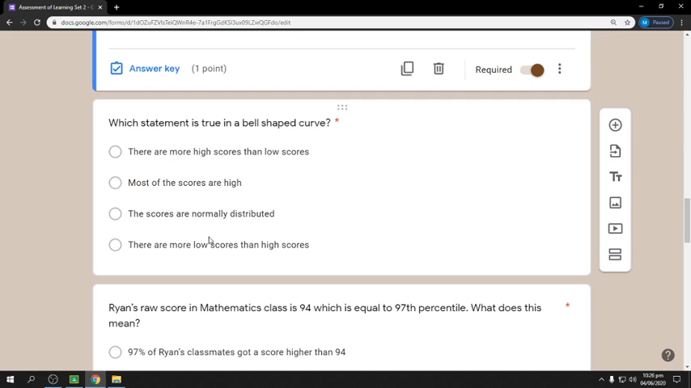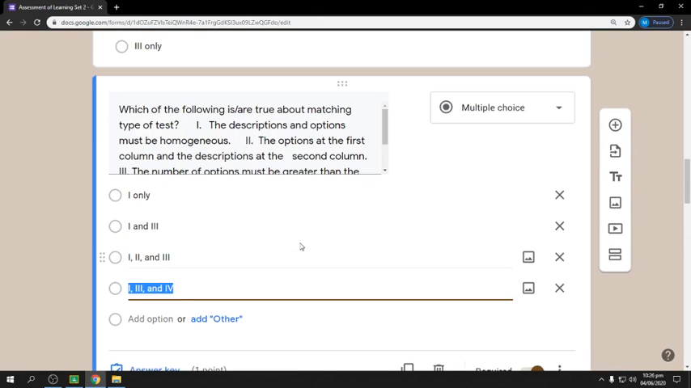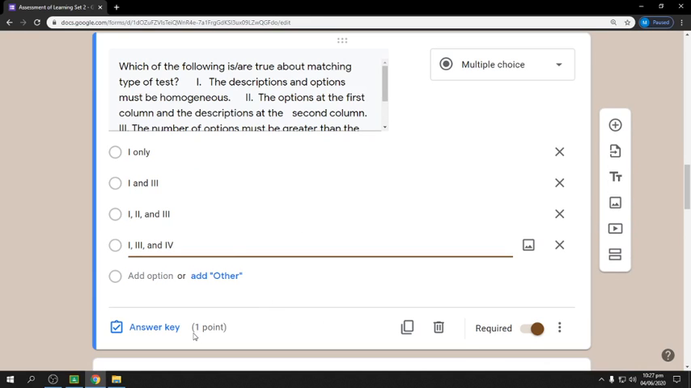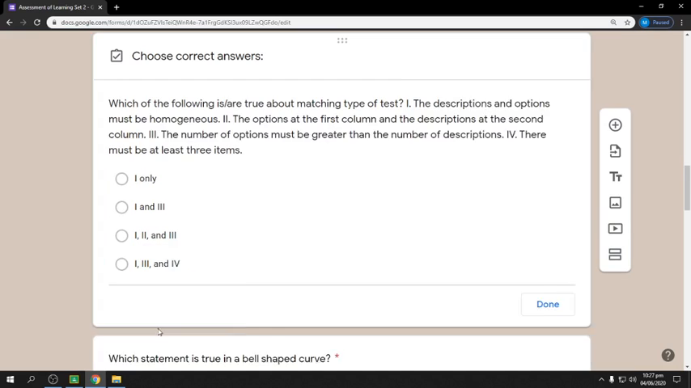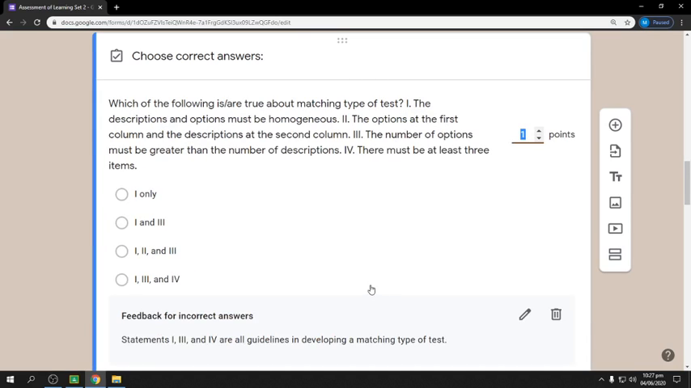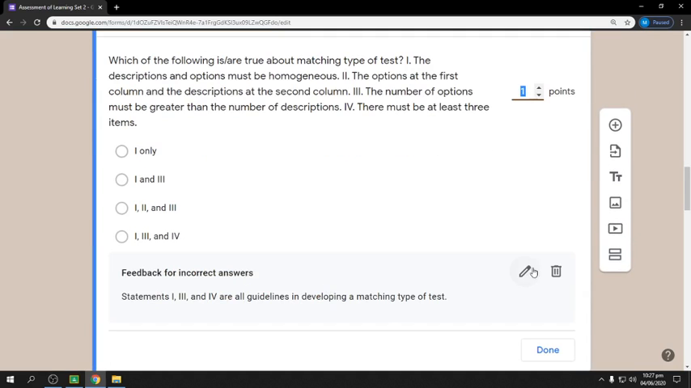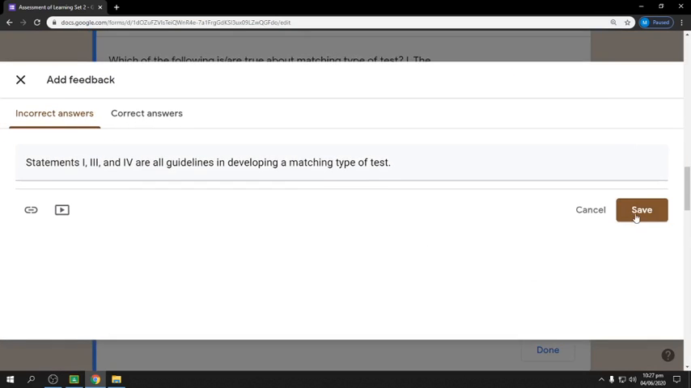Okay, let's see. There you go. It actually doesn't show the answer, but let's check. Okay, it doesn't appear.